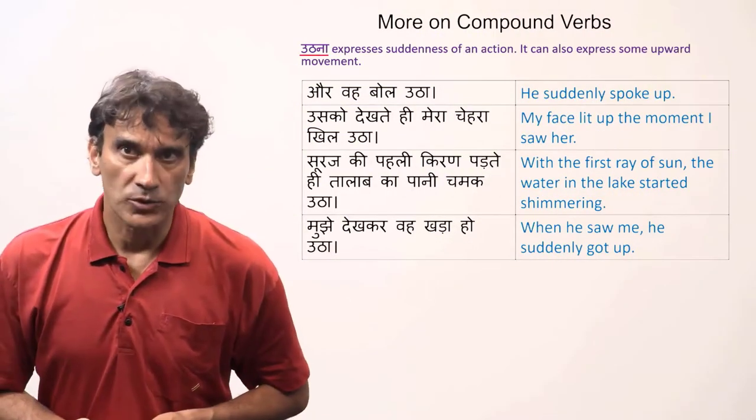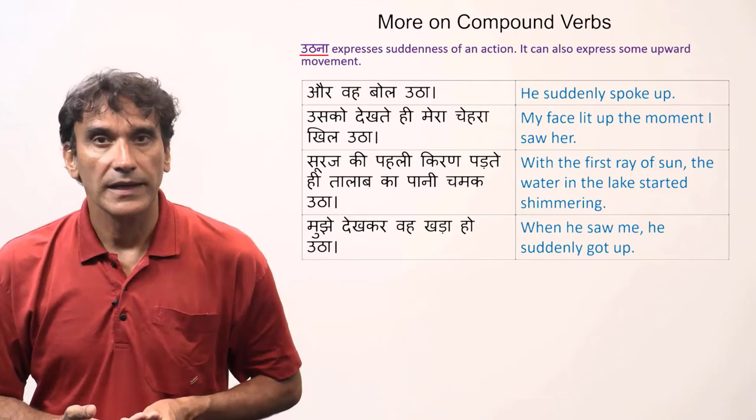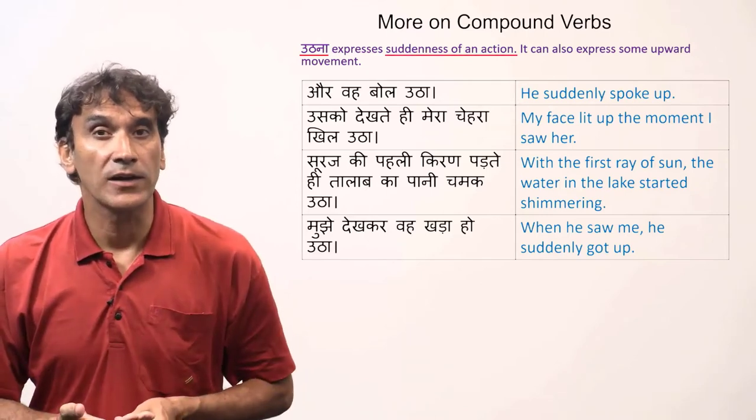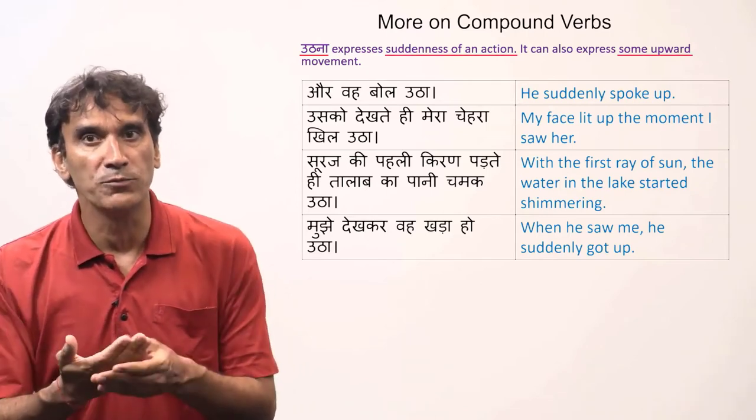The next modifier is uthna. It means to rise. It expresses the suddenness of an action and it also expresses some kind of upward movement.